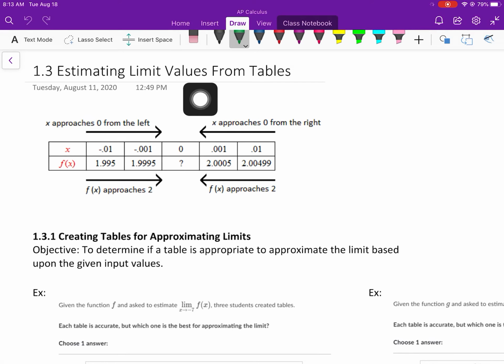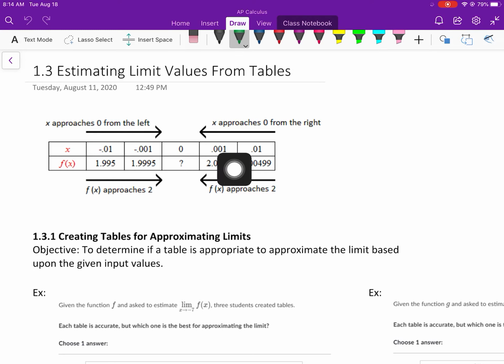1.3, we're going to be estimating limit values from tables. So basically in this lesson, what we're going to be doing is really just focusing on tables, but this takes that same exact idea of limits: whatever x is approaching, what is the output approaching?